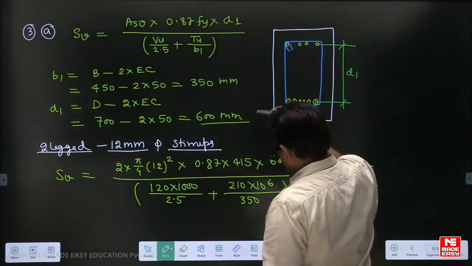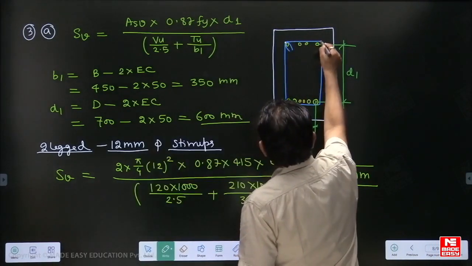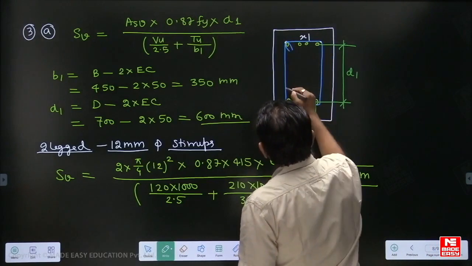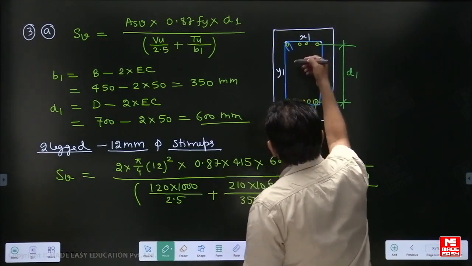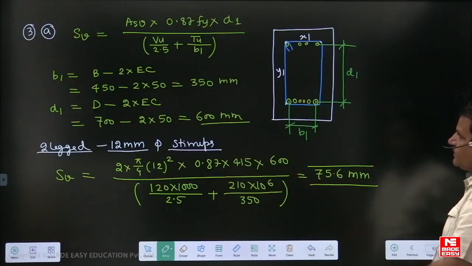See, we are calculating the leg of the stirrup here. This length of the stirrup is called x1, and this length is called y1, that we are trying to calculate. So this value will become d1.